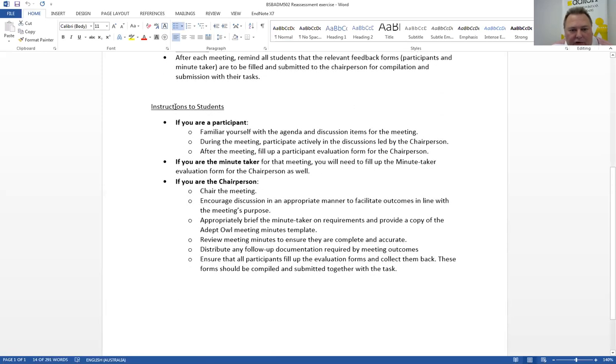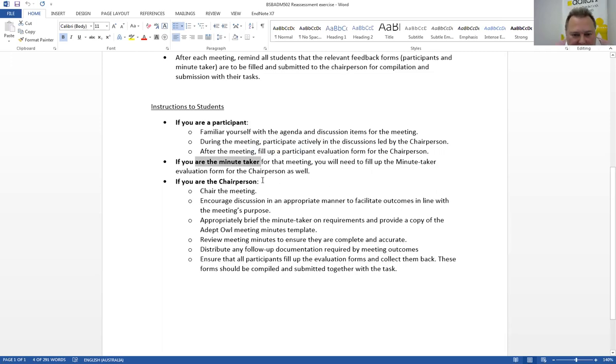So, instructions to you, the student, if you are a participant, familiarise yourself with the agenda and discussion items for the meeting. During the meeting, participate actively in the discussions led by the chairperson. So don't just sit there and not be proactive. You've got to engage in discussions. After the meeting, fill up a participant evaluation form for the chairperson. So that's if you are a minute taker for that meeting, you'll need to fill up the minute taker evaluation form for the chairperson as well.